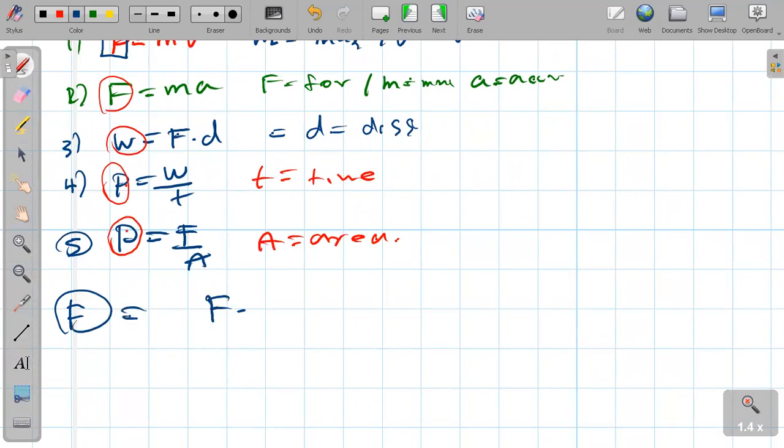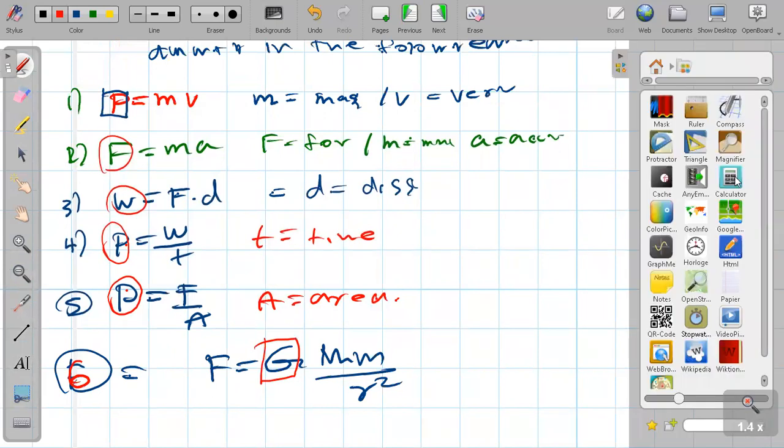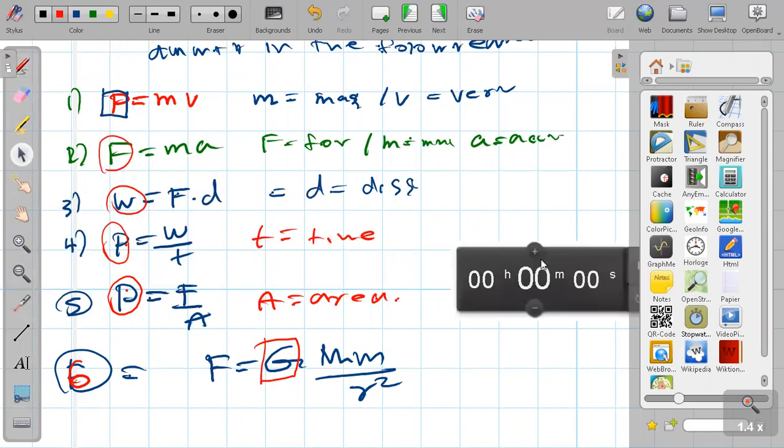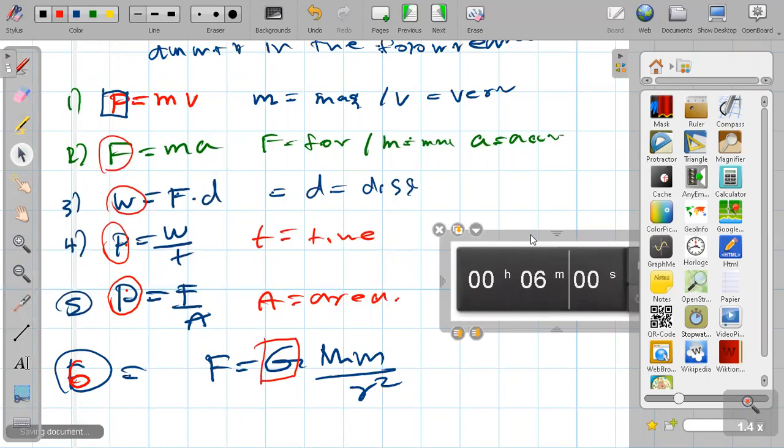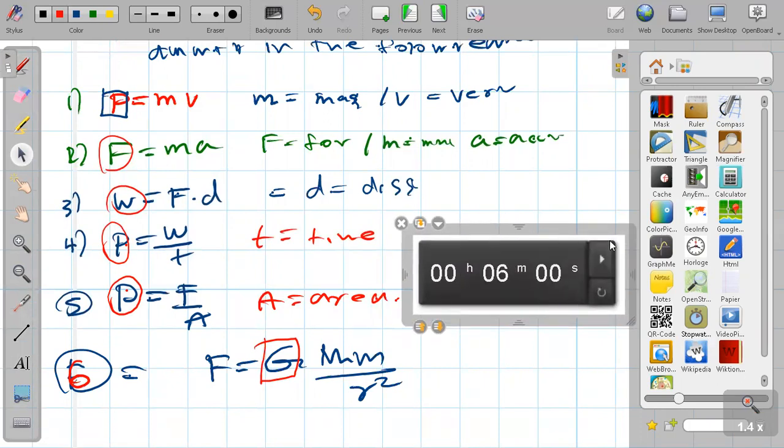I'll give something in the middle. F equals G m m over r to the power 2. You need to find out G over here. Right, try this. I'll give you 1 minute per each. The maximum time allocation that I can give is some 6 minutes. Your time begins to tick now. Write down, start it.